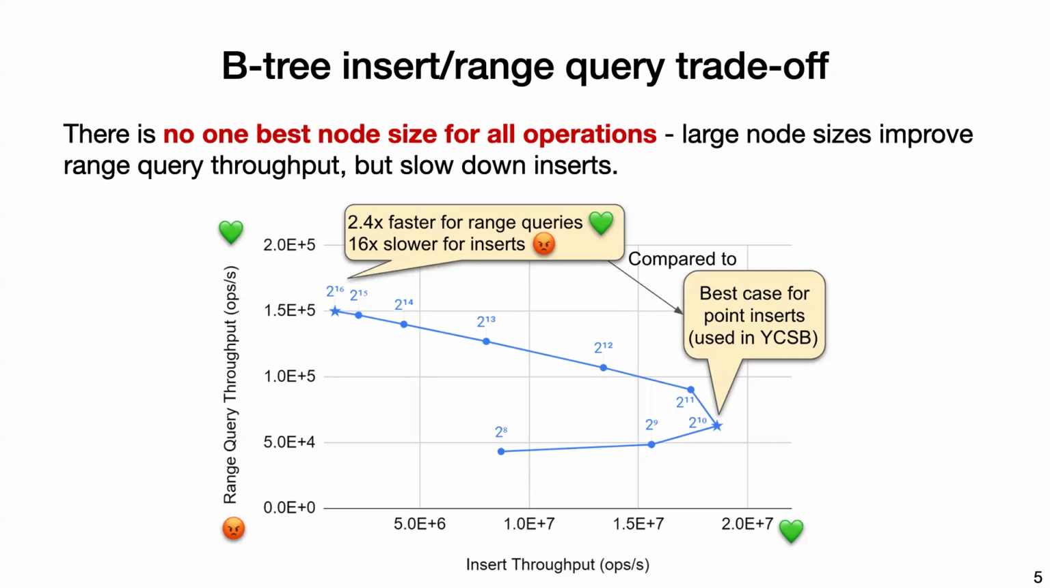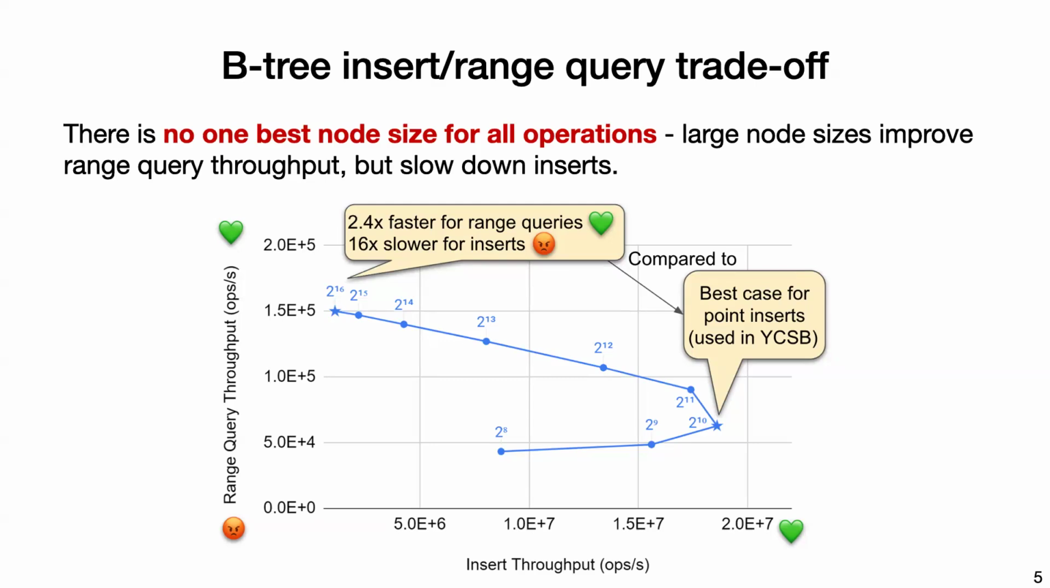And yeah, so there's this trade-off. This is another way to see the trade-off between point insert and range query, which is that the best case for the range queries is 2.4 times the best case for the point query, but 16x slower for the inserts. So we had to pay a lot. And you would never care about down here because up to the right is good.